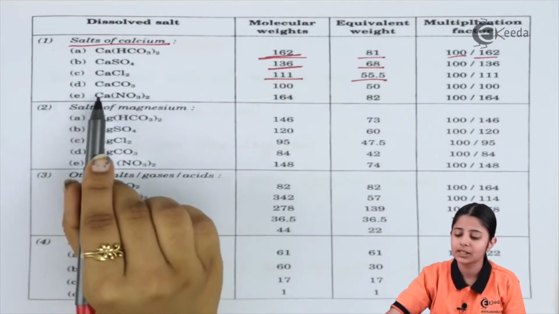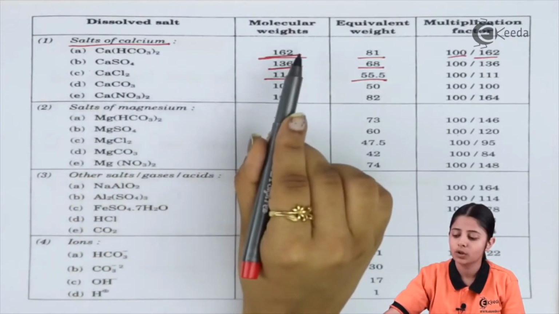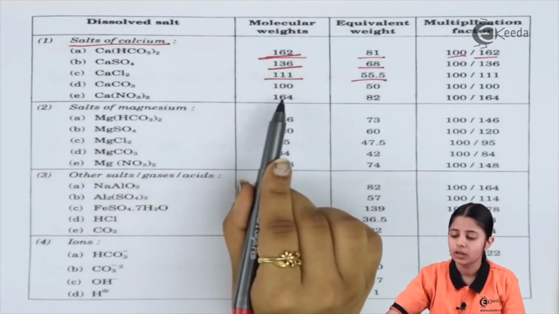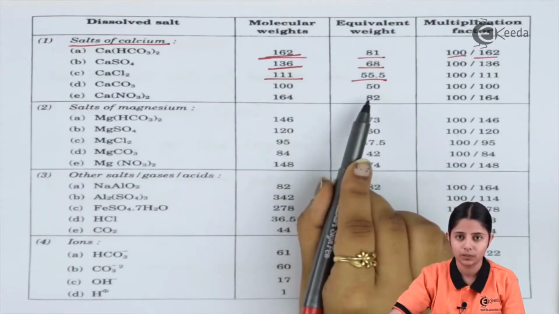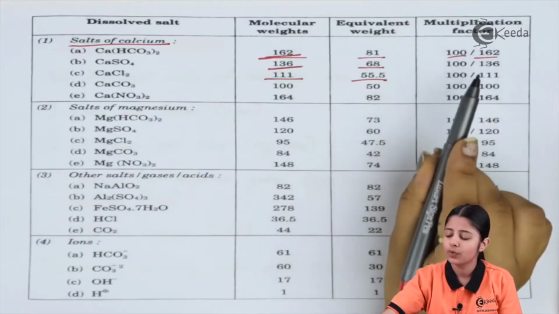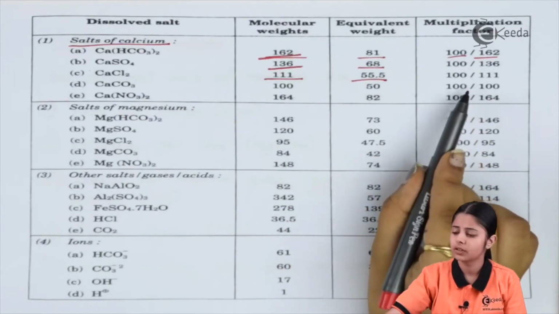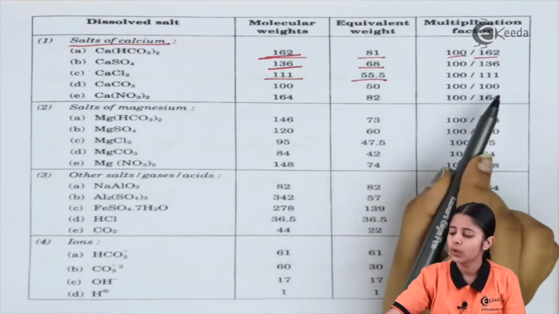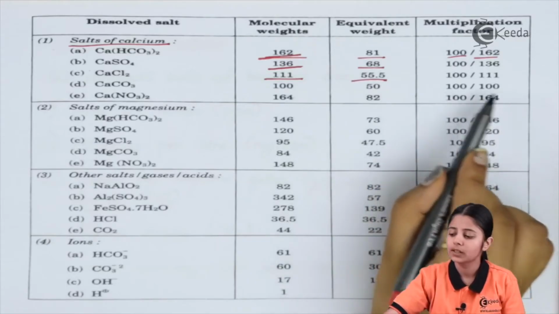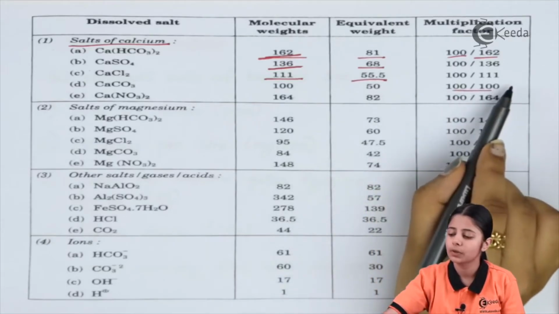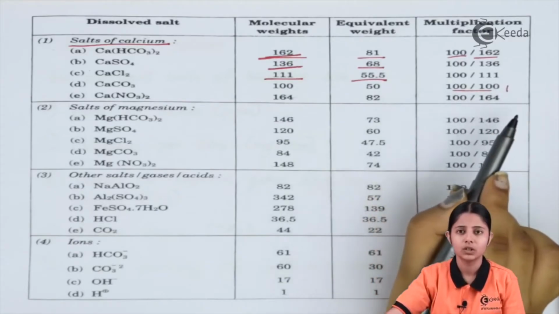Moving further to CaCO3. Now this CaCO3 has a molecular weight of 100. Thus, it will have an equivalent weight of 100 divided by 2, which is 50. Now the multiplication factor over here can be 100 upon 100, or it can be 100 divided by 2, which is 50, upon 100 divided by 2, which is 50, that is 50 by 50. But finally the multiplication factor over here will be 1. Why? Because 100 by 100 is also 1 and 50 by 50 is also 1.